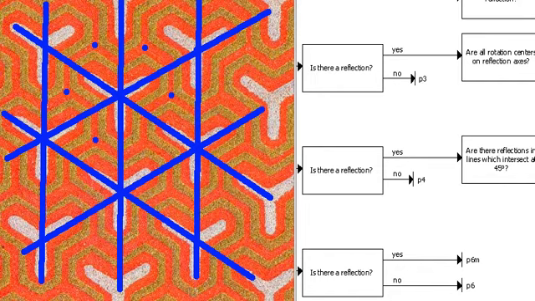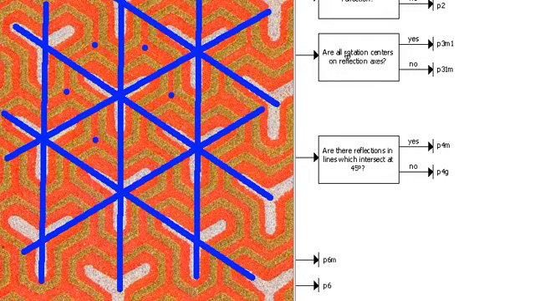So it's always a good idea to draw a couple of each type of reflection line. Is there a reflection? Yes. Oh, here. Is there reflection? Yes. And then the last question, are all rotation centers on reflection axes? In other words, are all the dots that we drew on a line? No. Correct. So the answer to this question is no, and the categorization here is P31M. Got it.